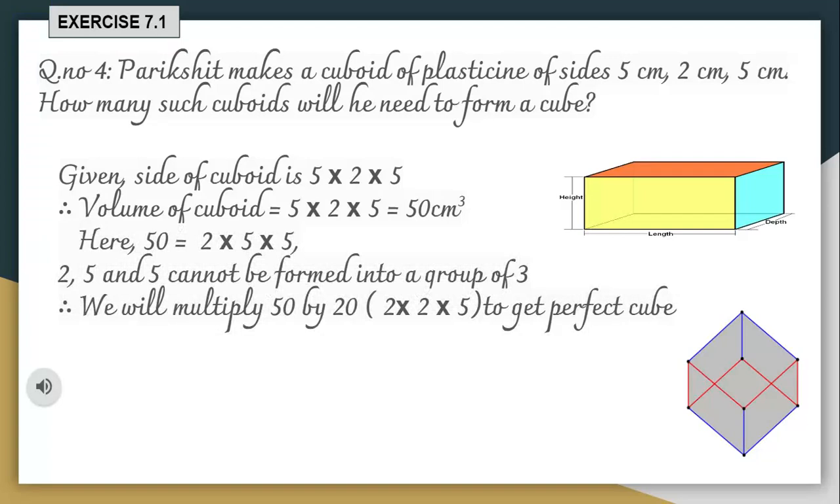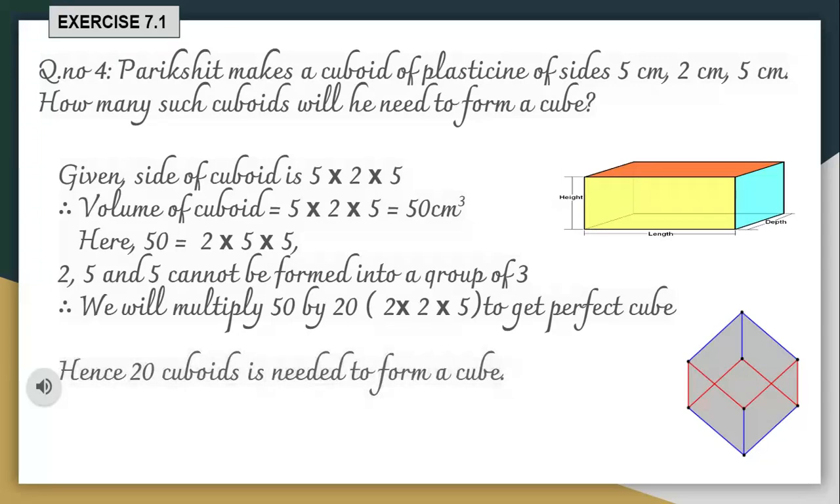Clear? Now see how to write the answer. So here the given sides of the cuboid are 5 into 2 into 5. Then volume of the cuboid is 5 into 2 into 5, that is 50 centimeter cube. So the factorization of 50 is 2 into 5 into 5. So 2, 5 and 5 cannot be formed into groups of 3. So we will multiply 50 by 20, that is 2 into 2 into 5, to get a perfect cube. Means 50 into 20 is equal to 1000. So 1000 is the cube of 10, isn't it? So hence how many cuboids are required? Now 20 cuboids are needed.